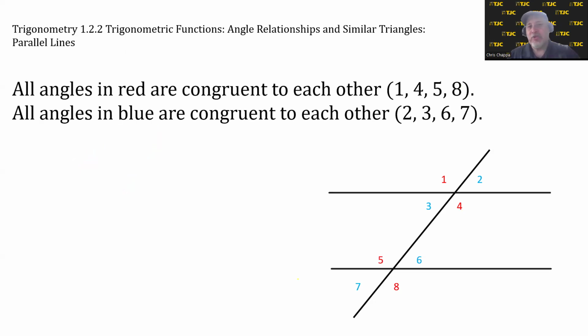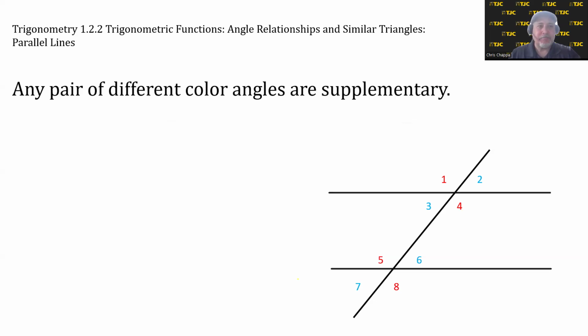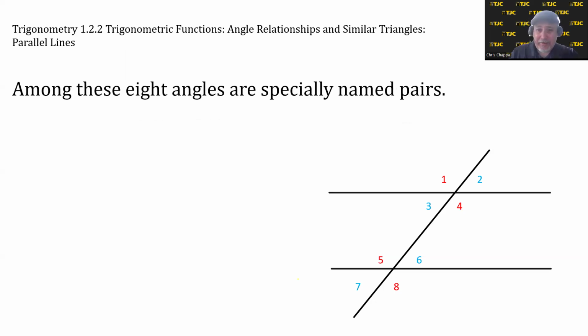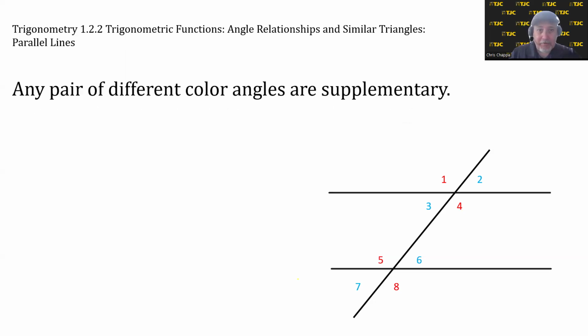Now, all the angles in red are congruent to each other. All the angles in blue are congruent to each other. The red ones are 1, 4, 5, and 8. Blue ones are 2, 3, 6, and 7. Any pair of different colored angles are supplementary. If they match colors, they're congruent. If they're opposite colors, they're supplementary. That's what I was trying to say.